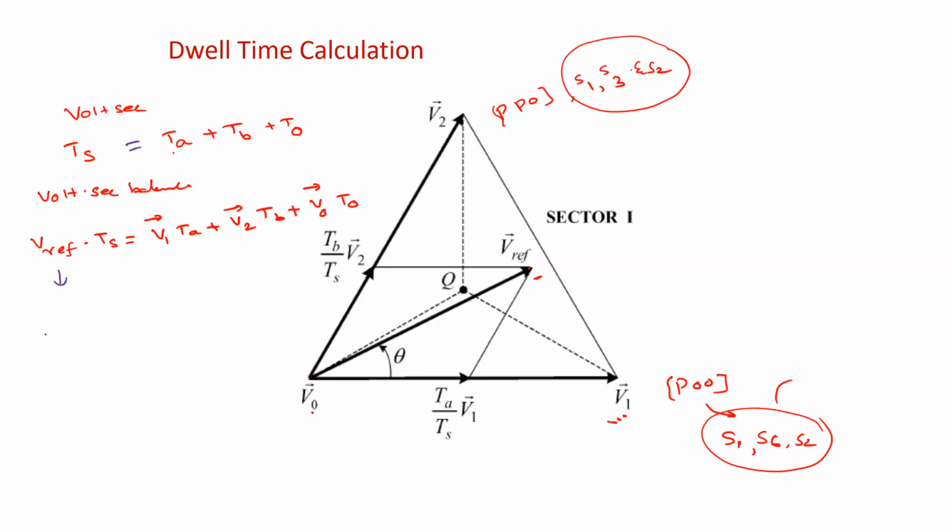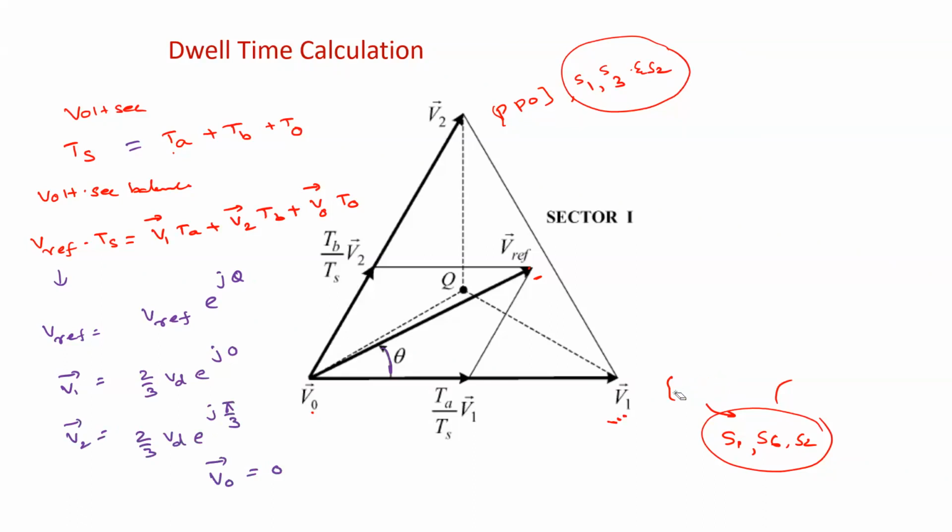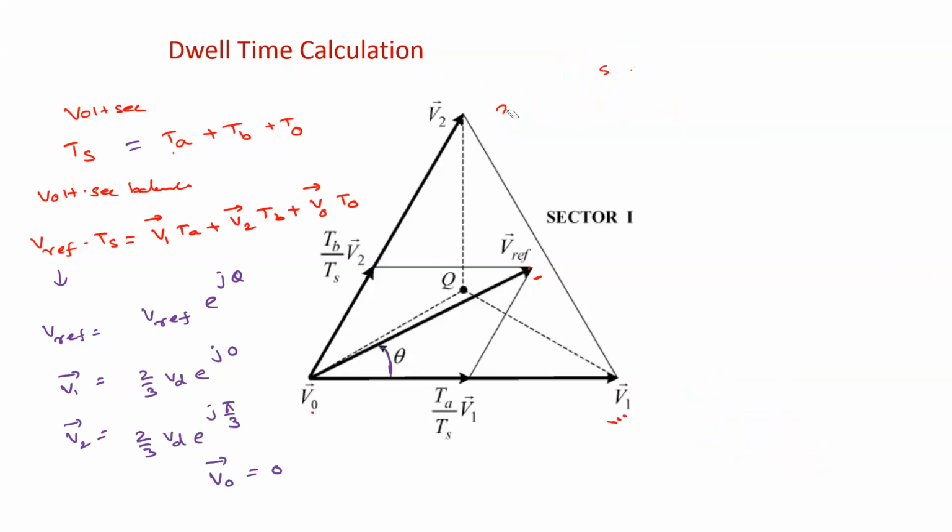We know this V reference is equal to V reference e to the power of j theta. This is the theta angle, right? And V1 vector is 2 by 3 Vd e to the power of j0. And V2 vector is 2 by 3 Vd e to the power of j pi by 3. And V0 vector, its value is 0.